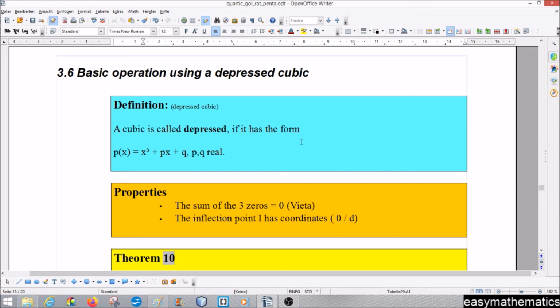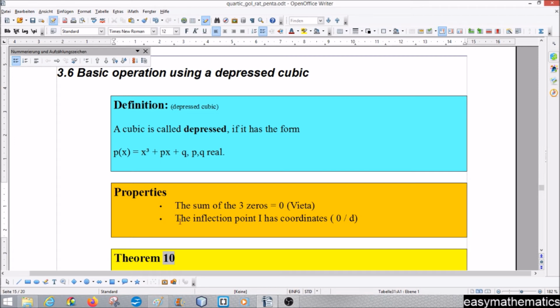And there are some nice properties of a depressed cubic. Because of Vieta, we know immediately the sum of the 3 zeros is 0. Please make sure you understand this. And we know also the inflection point has coordinates (0, q). This is also what we know immediately. This is also very beautiful. Okay, also here, please make sure you understand these 2 properties.